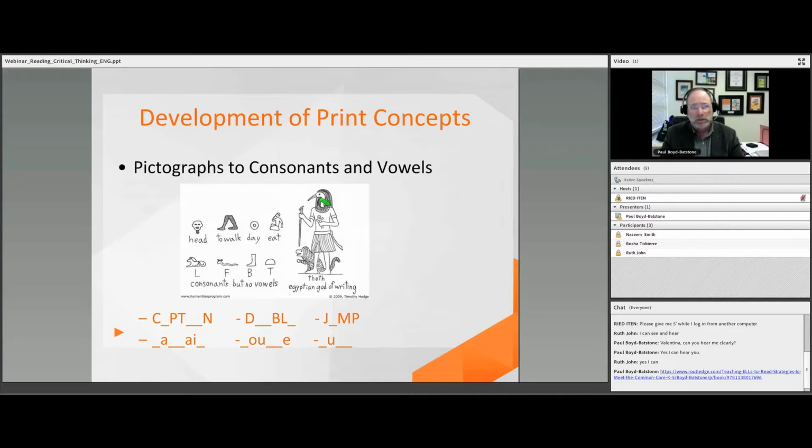Let's talk a little bit more about print concepts. Historically, print started as pictures. We have, for example, a picture for the word head, to walk, legs, a cycle of a day. These were pictures more than letters. But over time, these pictures began to form letters. You begin to see, here's kind of the shape of a letter L for lion.